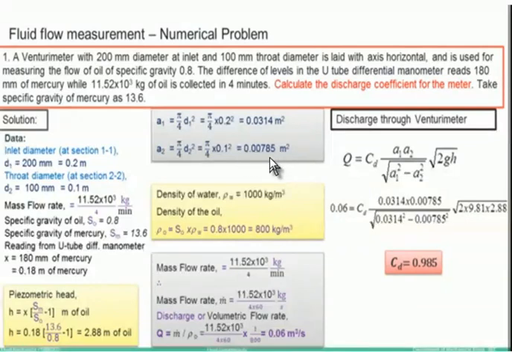Next, the density of the water, we know rho W is equal to 1000 kg per meter cube. But he has given the specific gravity of the oil, and we have to find the density of the oil. If you multiply the specific gravity of the oil with the density of the water, we will get the density of oil. The specific gravity of oil is 0.8 and the density of water is 1000, so we get the density of oil as 800 kg per meter cube.